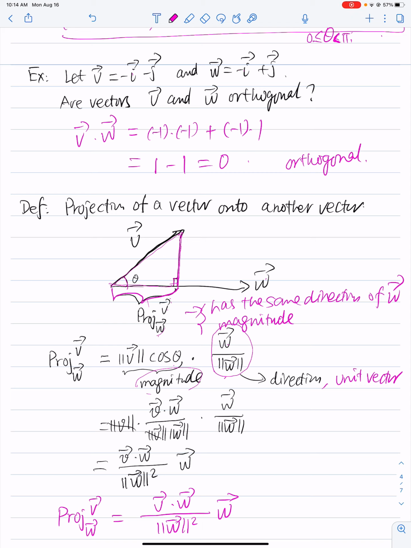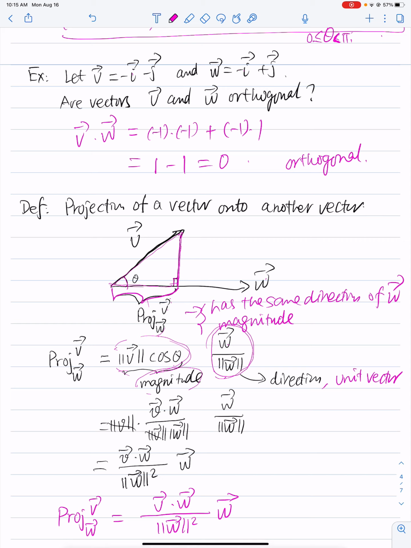So this is very, very important. We should not use the product here, because this is a magnitude and this is a direction. Keep this in mind. Okay, so then what do we have here?